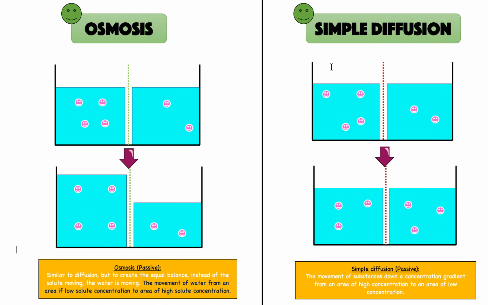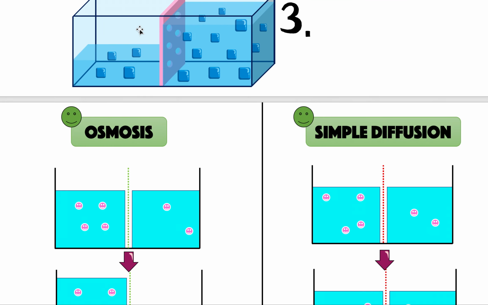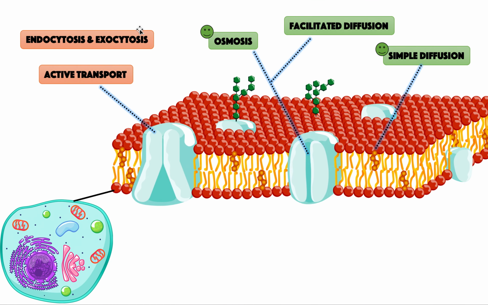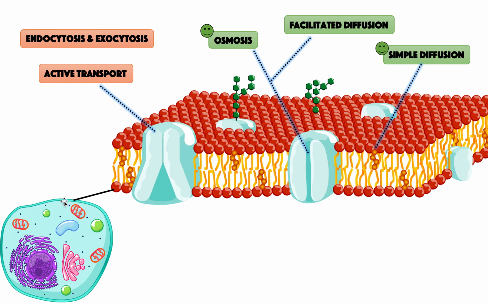So if we think about a cell, we know a cell likes to bring things in and out. Osmosis is the process by which a cell brings in water or brings out water. No substances move by osmosis, whereas simple diffusion can bring substances in and out, like oxygen or carbon dioxide, like we talked about in this video.